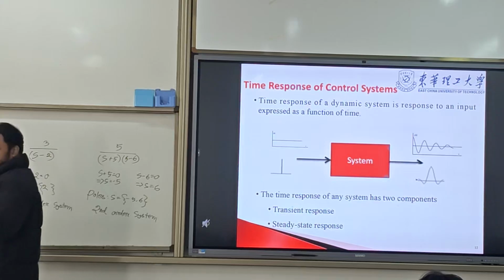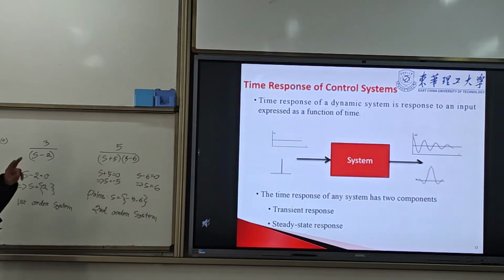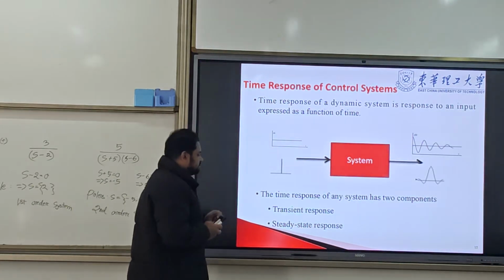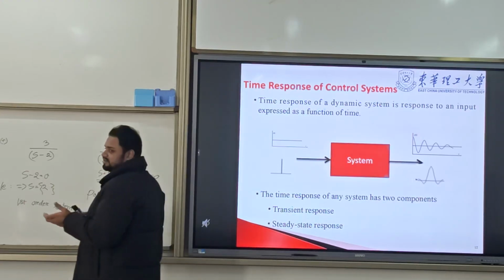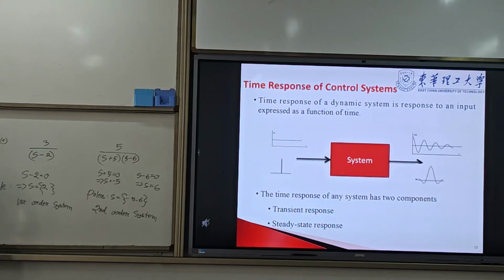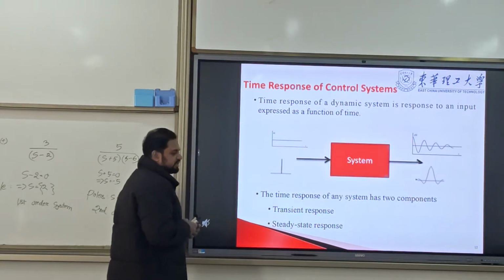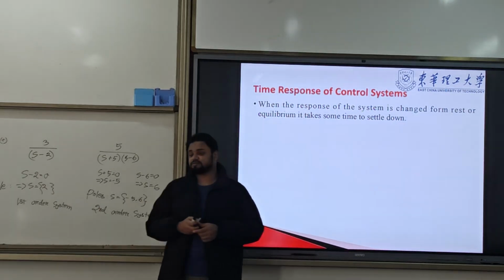The time response of any control system has two components: one is the transient response, and the other is the steady state response. It is a very important property of a control system. Remember, try to learn it properly, because any control system will have these two responses, transient response and steady state response. So now we will talk about the transient and steady state response.